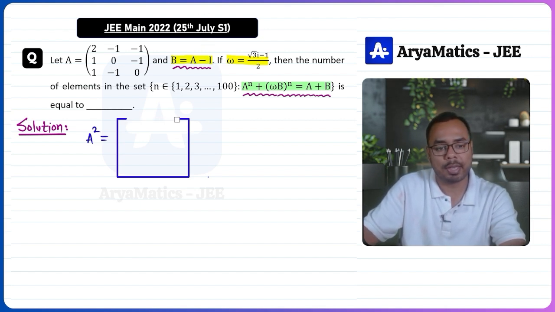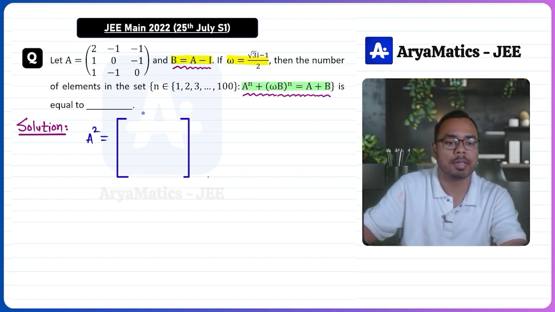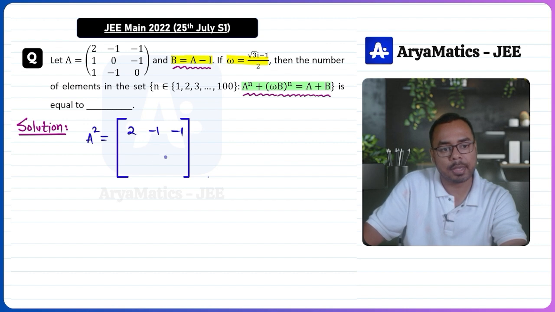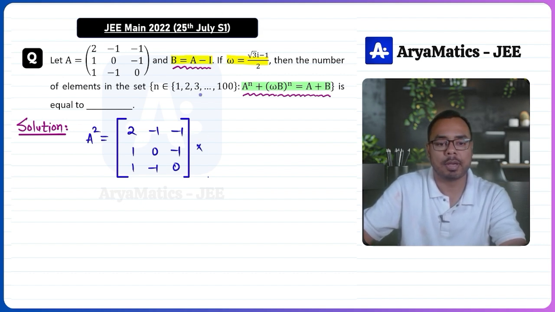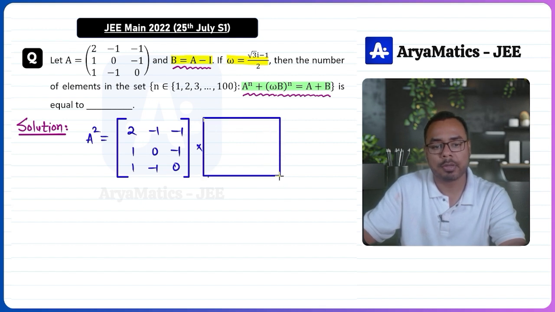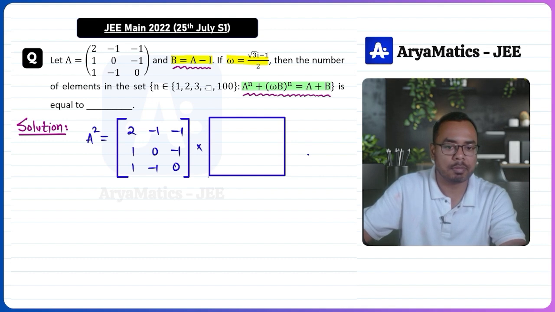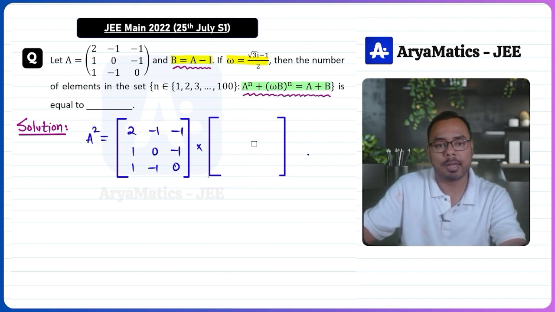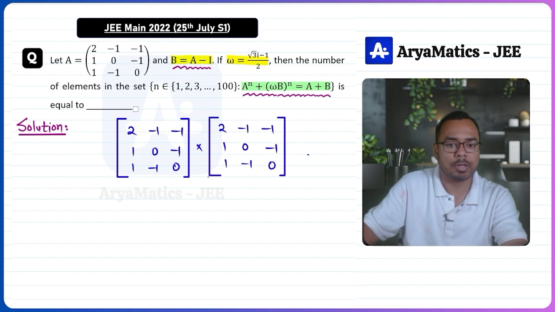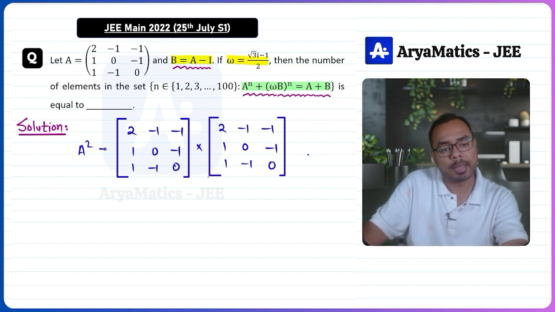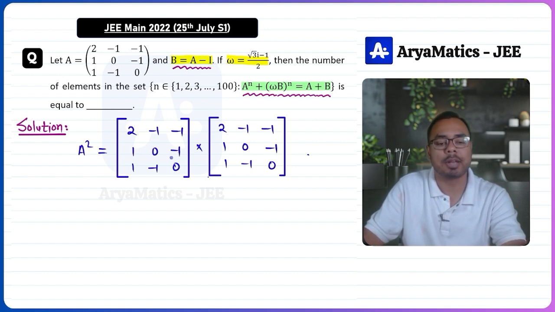For calculating A square, we have to multiply matrix A with A. Here we have 2, minus 1, minus 1, then 1, 0, minus 1, and then 1, minus 1, 0. This is matrix A, and A square means matrix A into matrix A. So we have to multiply the matrix with itself. Again, I'll repeat the same matrix: 2, minus 1, minus 1, 1, 0, minus 1, and 1, minus 1, 0. Now you can do the multiplication of these two matrices on your own, and you will get the same matrix A.